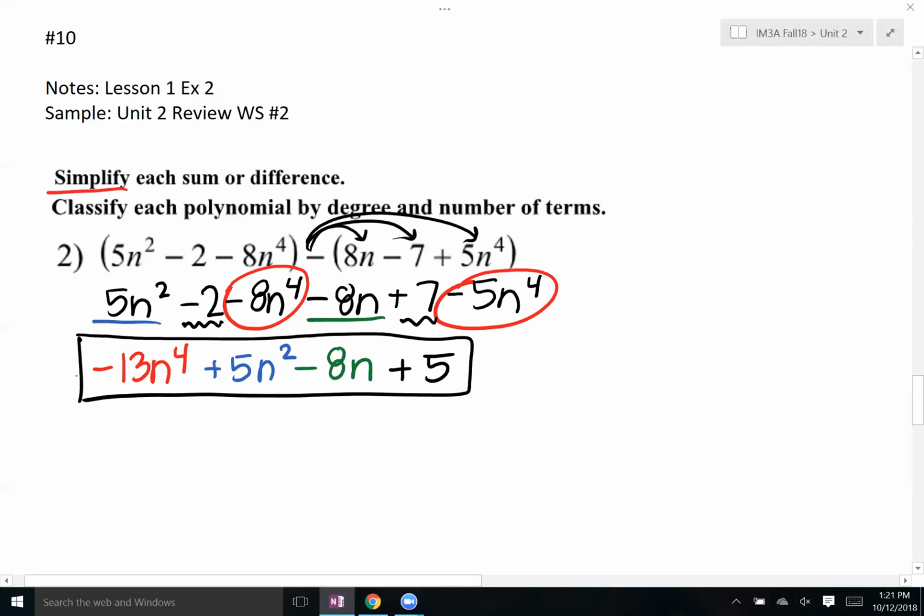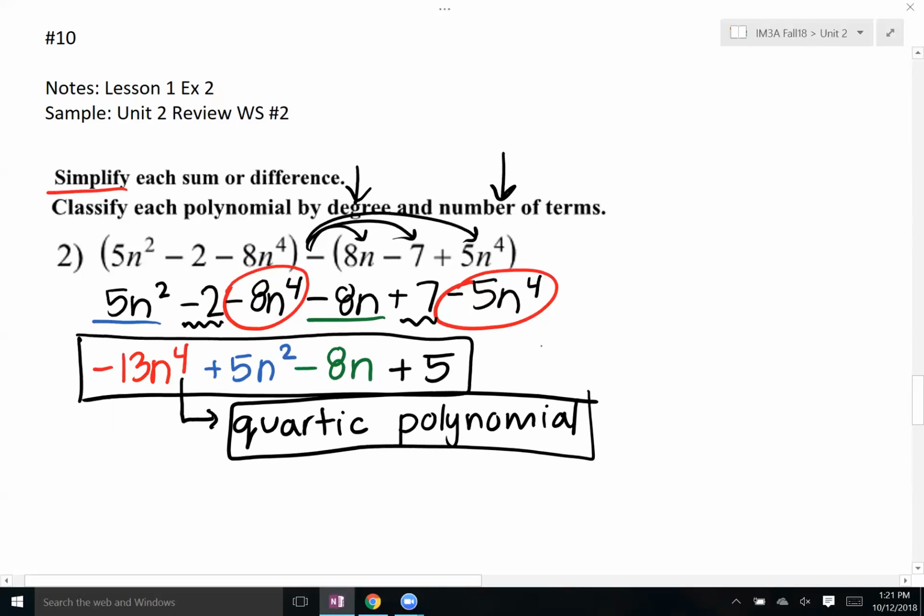The other piece is being able to classify. It'll be the same as on the test, where you're circling 2 words that are appropriate: one word that represents degree and one word that represents the number of terms. So for degree, the term for 4th degree is quartic. And if you count your terms, there's actually also 4 terms. When there's more than 3 terms, we just call it a polynomial. So for this one, it's a quartic polynomial is the second part of the answer.